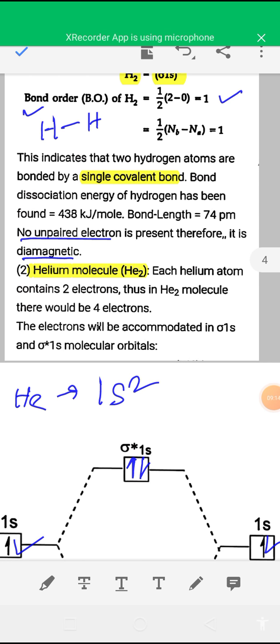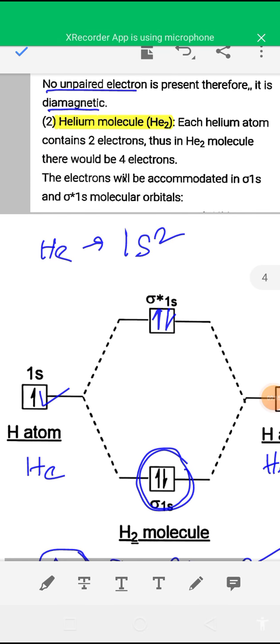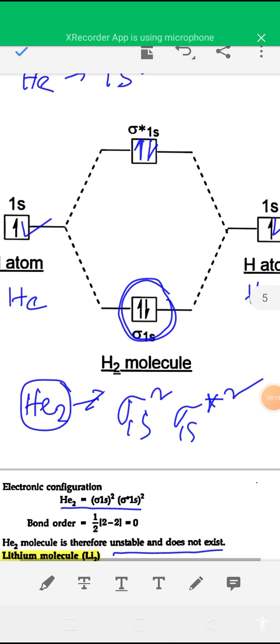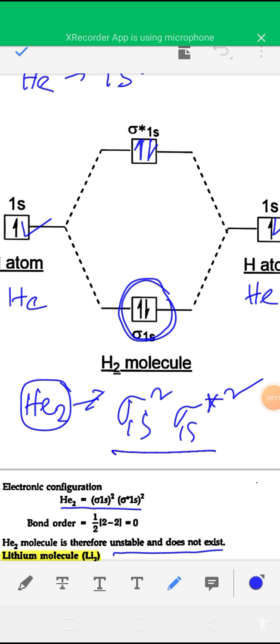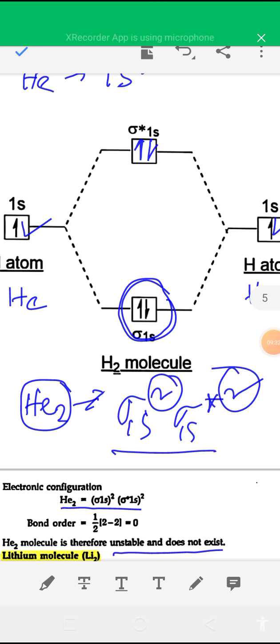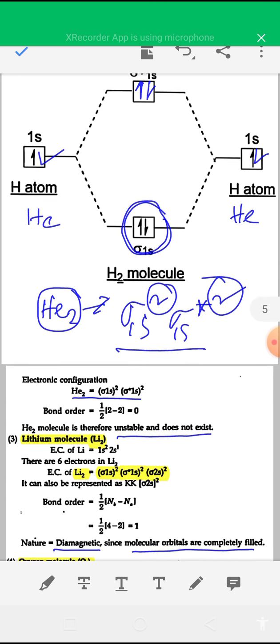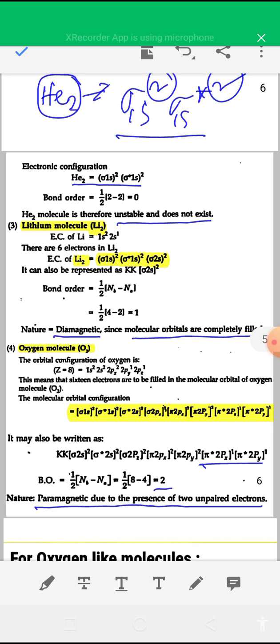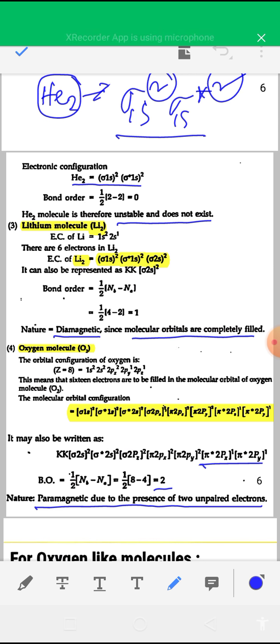Similarly, helium also, He2. In the case of He2, the molecular orbital electronic configuration of the He2 molecule is sigma 1s2 sigma star 1s2. So 2 electrons in the bonding molecular orbital and 2 electrons in the anti-bonding molecular orbital in the case of the He2 molecule. So what is the bond order of the He2 molecule?